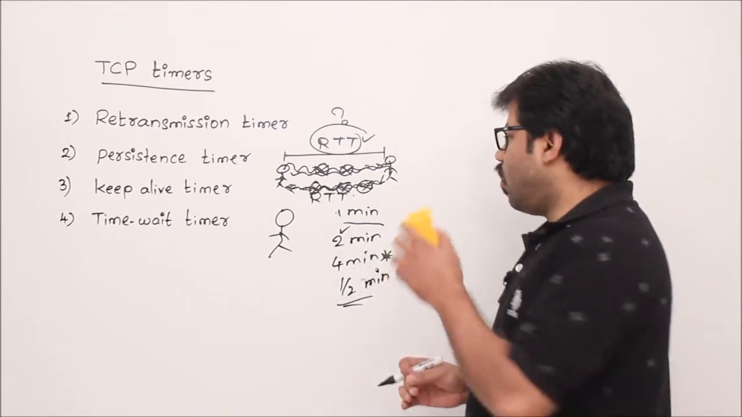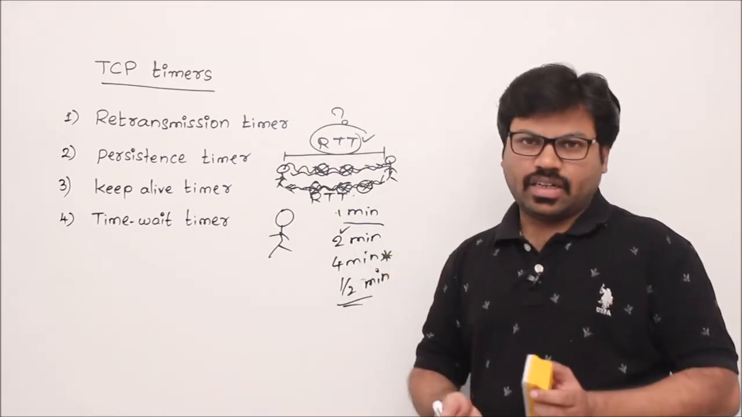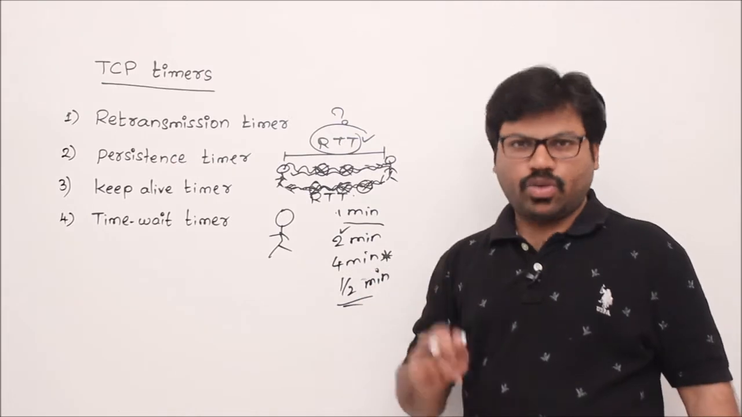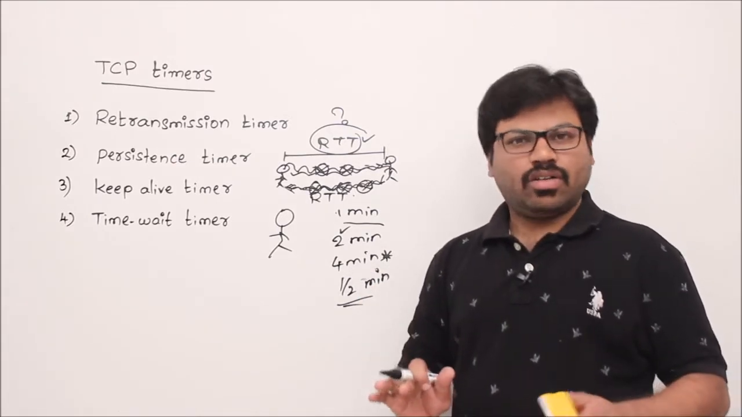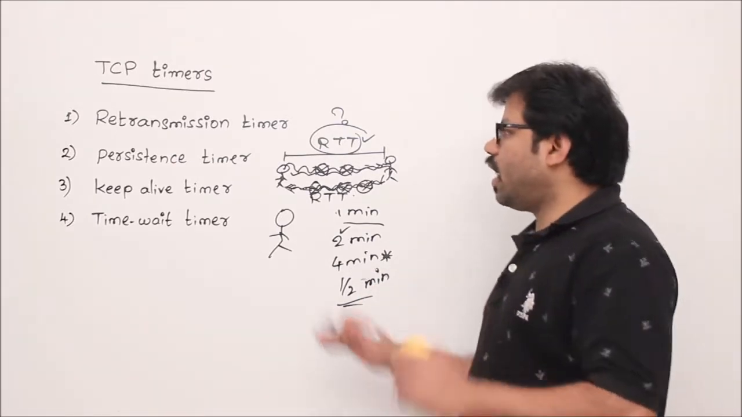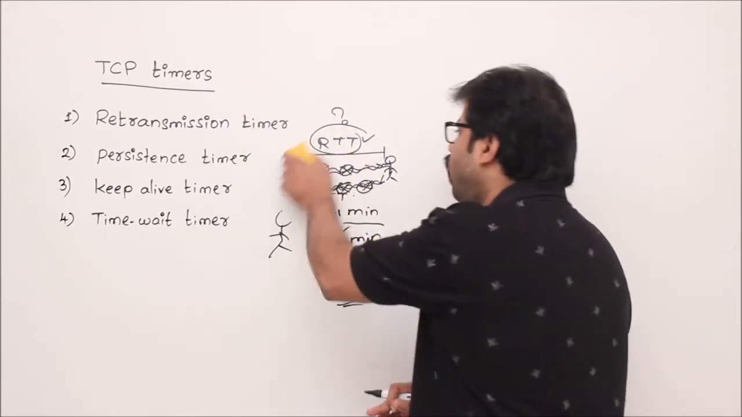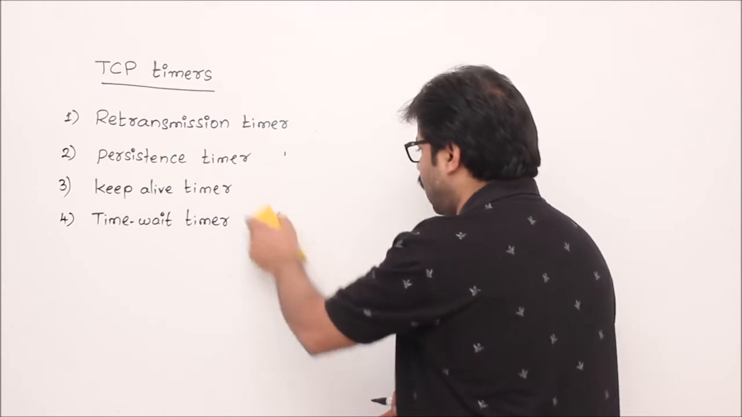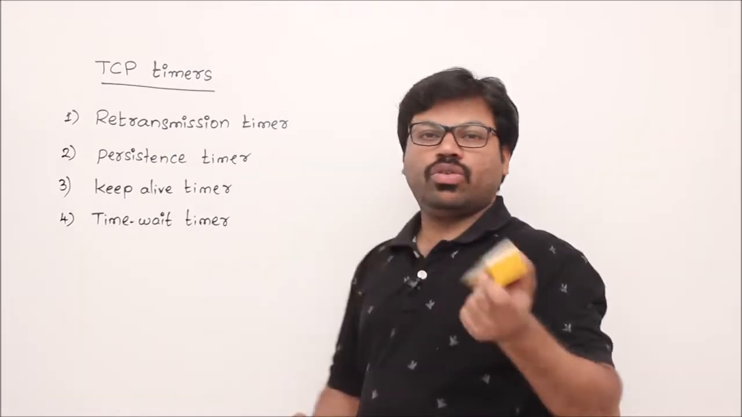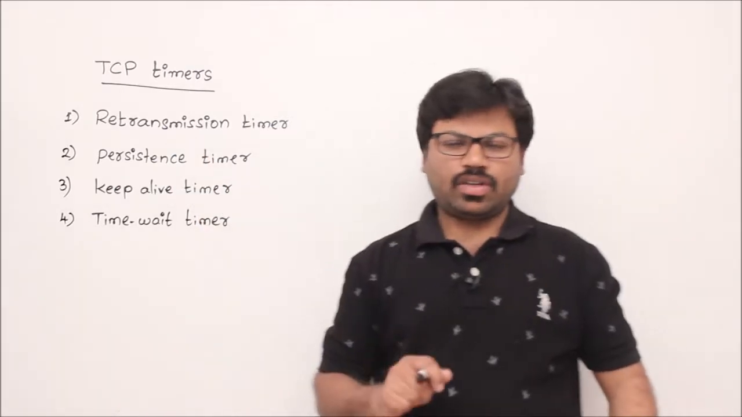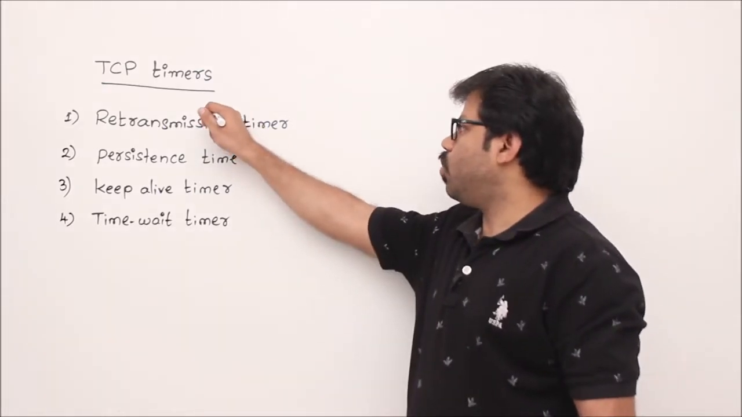So that's why we continuously predict it. How to predict the round trip time value at this moment is very important. I will teach you that, but at this moment let's postpone it. Somehow we have to find out the round trip time, and based on that we are going to fix the retransmission timer. That is important, that's why let me postpone it.